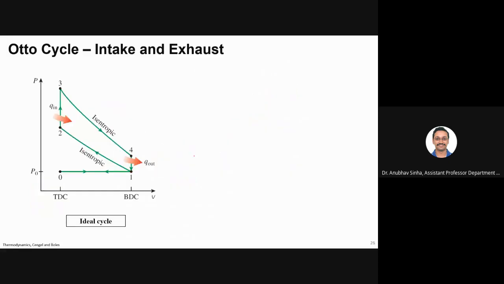Before we go there, let us also discuss one interesting thing. In an ideal cycle, we say that everything is happening ideally. Especially, one interesting aspect is, how do you take intake and exhaust? In an ideal cycle, we assume that we don't intake, but the cycle point is at atmospheric conditions.